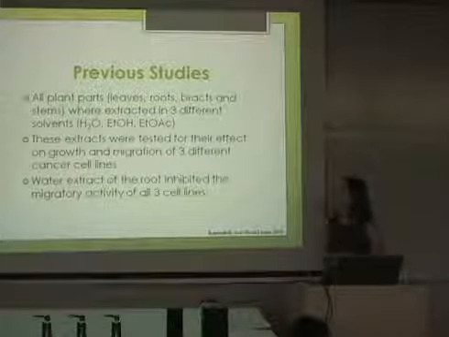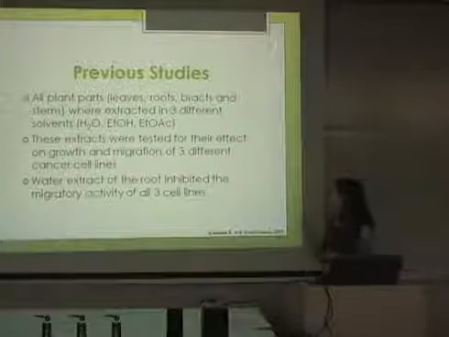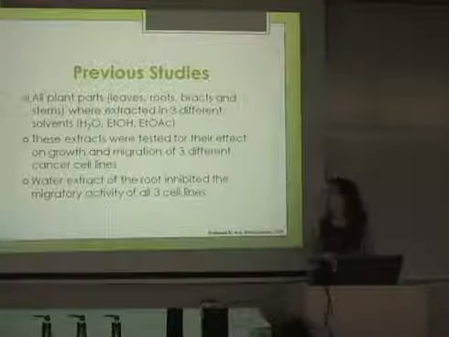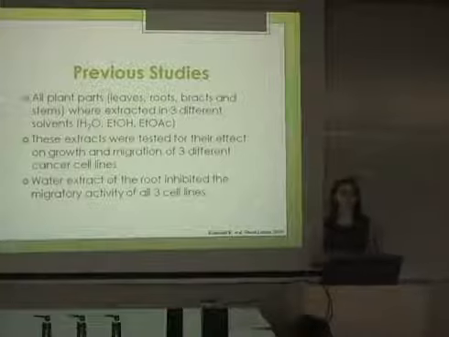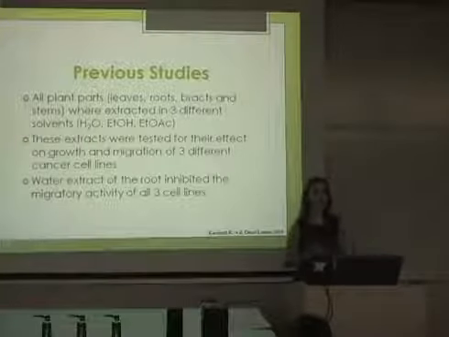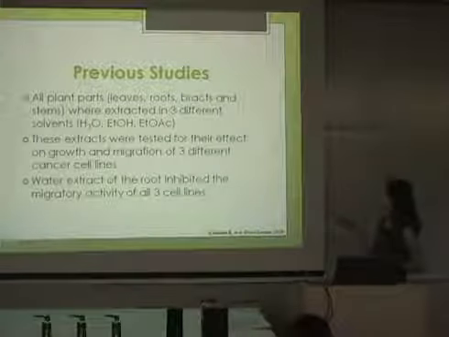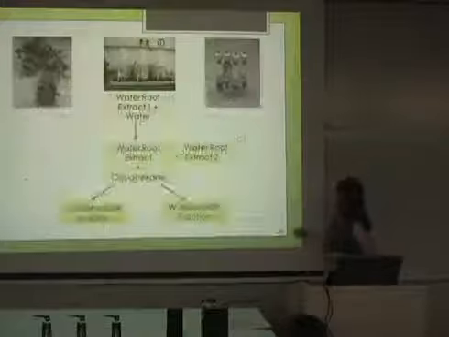These extracts were tested for their effect on growth and migration of 3 different cancer cell lines. After we did this, we noticed that many of them did inhibit the growth and also the migration in the cells. But there was one that stood out the most, and this one was the water root extract, because it inhibited the migratory activity of all the 3 cell lines.